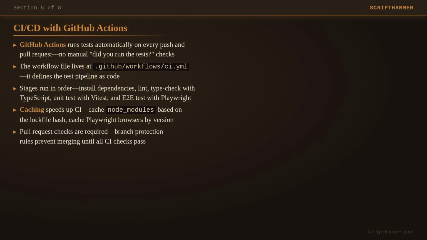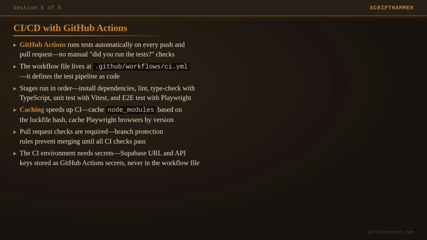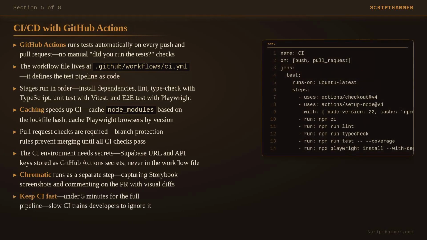Pull request checks are required. Branch protection rules prevent merging until all CI checks pass. The CI environment needs secrets. Supabase URL and API keys are stored as GitHub Actions secrets, never in the workflow file. Chromatic runs as a separate step, capturing Storybook screenshots and commenting on the PR with visual diffs. Keep CI fast, under 5 minutes for the full pipeline. Slow CI trains developers to ignore it.